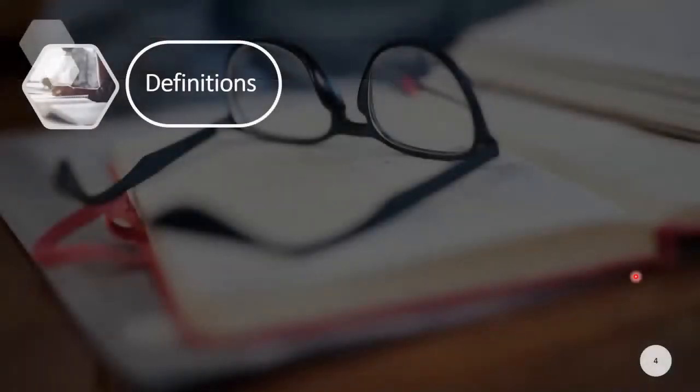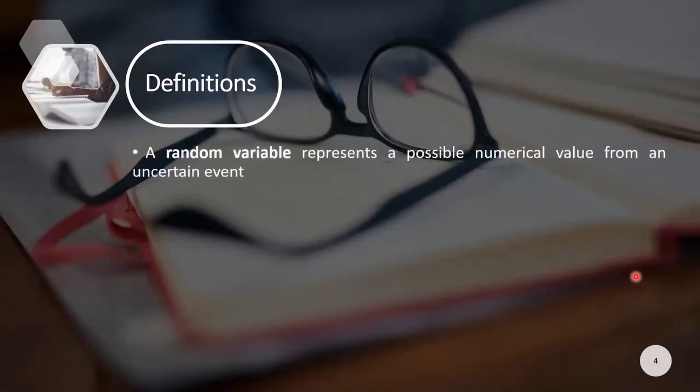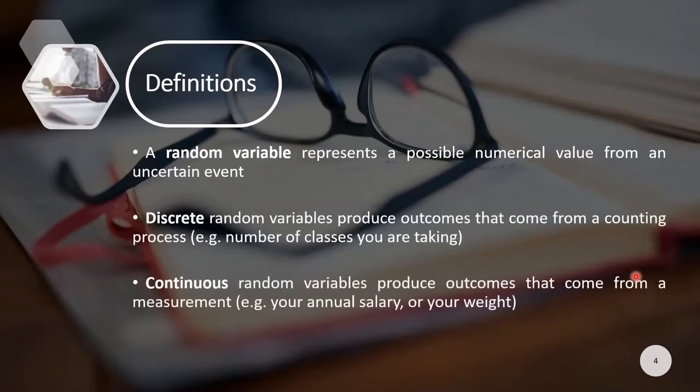So first and foremost, let's have a look at a few definitions, because the first question we have is, what is a random variable? A random variable represents a possible numerical value from an uncertain event. Basically, if you have some uncertain event, you're trying to assign some value to it. Now, when you talk about assigning a value, you can think about this random variable from two perspectives. You can either think of it from a discrete value perspective or as assigning continuous values. So that is why we have two concepts known as discrete random variables and continuous random variables.